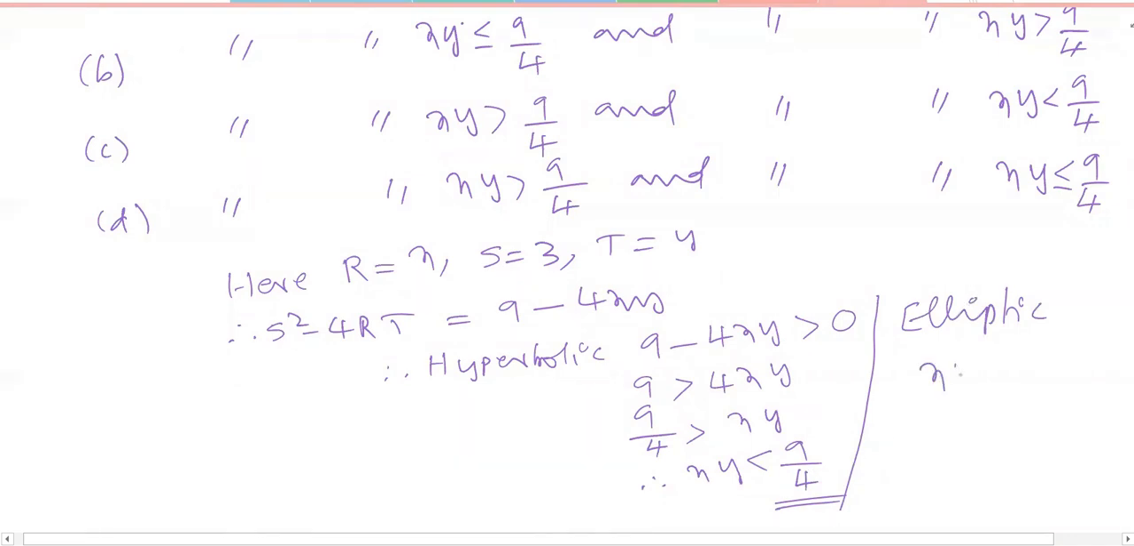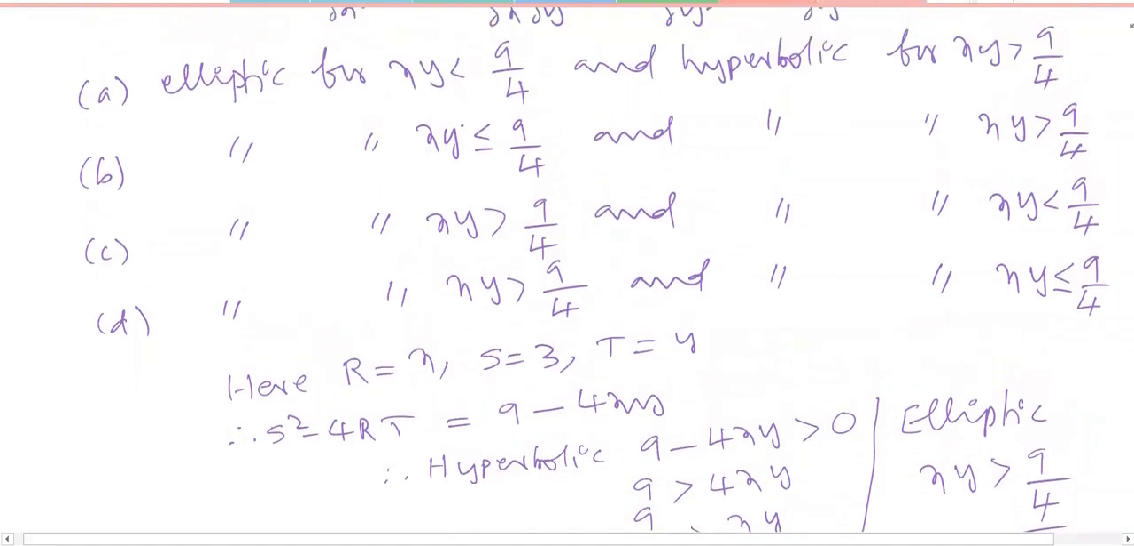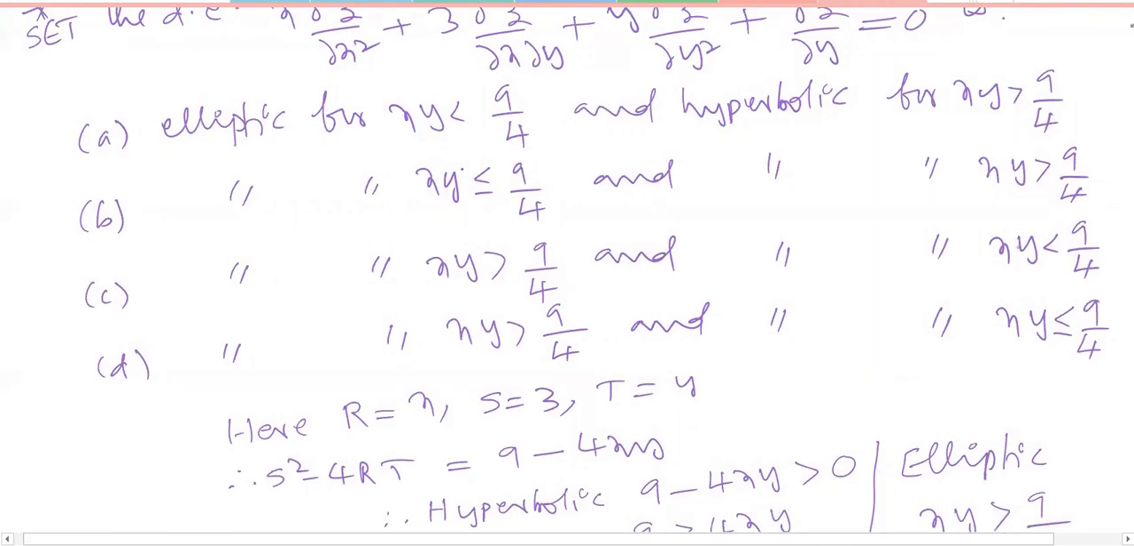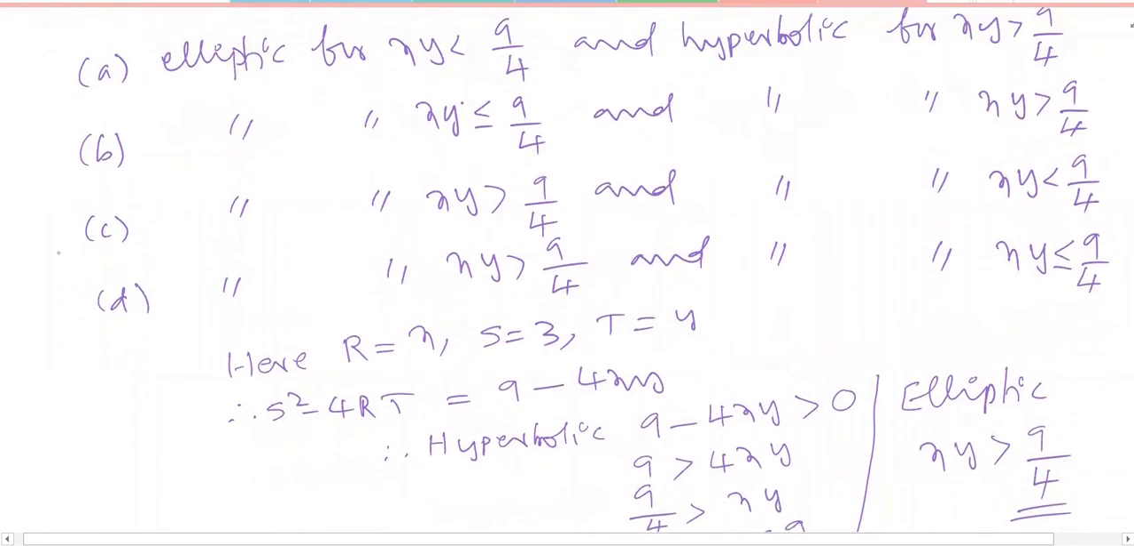That means xy is greater than 9/4. The equal-to condition gives parabolic, so in these two options, choose the hyperbolic one: xy less than 9/4. Here only one option has xy less than 9/4 for hyperbolic, and the elliptic part has xy greater than 9/4. So option C is the right option.